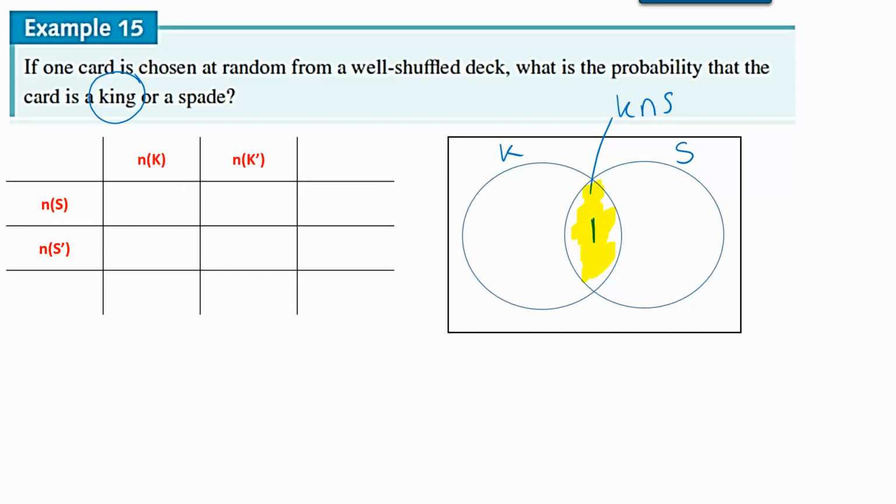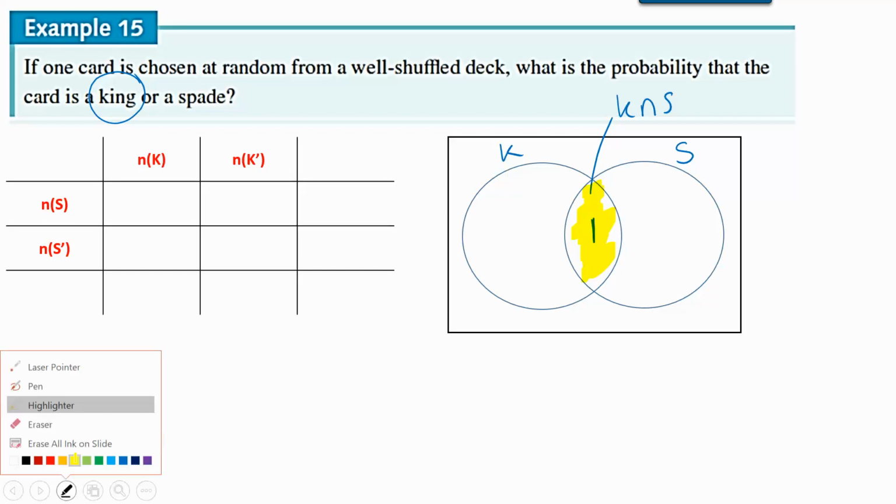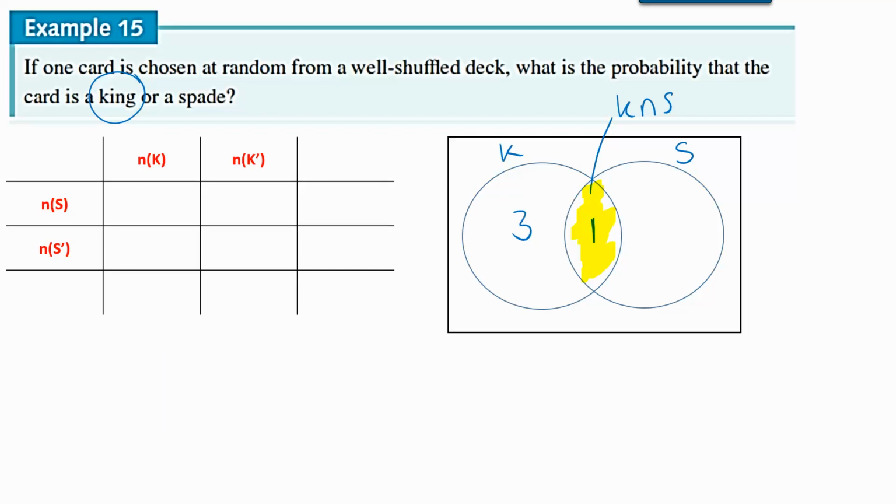How many other kings are left over? You already told me there's only 1 of the kings that is a king of spades. How many other kings are left over? 3. You got kings of diamonds, kings of hearts, and kings of clubs, right? So I've got 3 left over. That makes sense. In the circle of kings, I only got 4 cards. You told me there are only 4 cards that are kings.